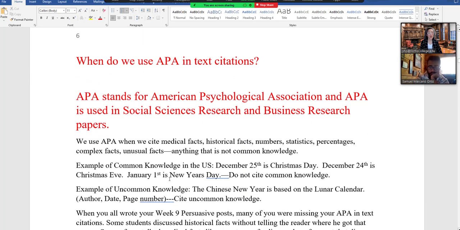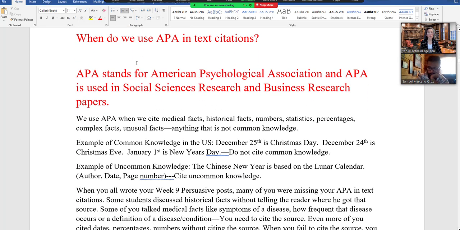And then when you do APA, so when do we use APA in-text citation? APA stands for American Psychological Association, and APA is used for social science research and business research papers. We use APA when we cite medical facts, historical facts, numbers, any kind of numbers, statistics, percentages, complex facts, unusual facts, anything that is not common knowledge.